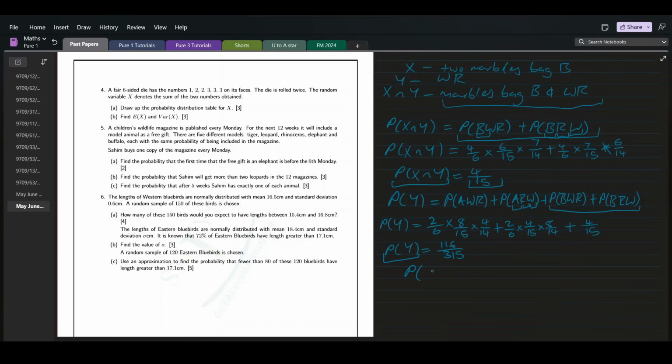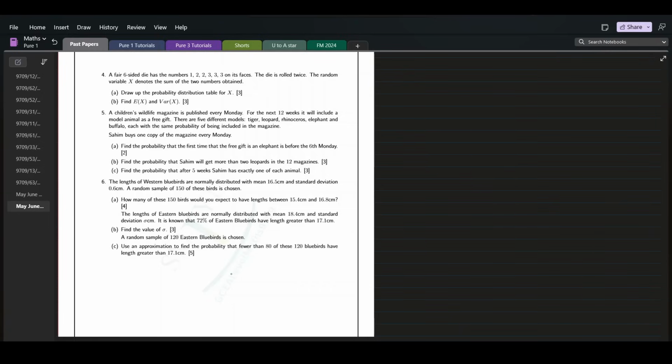Now that we have the probability of the intersection as well as the probability of Y, we can get the probability of X given Y, and this is equal to the intersection 4 over 15 divided by 116 over 315. So if we punch this into the calculator, 4 over 15 divided by 116 over 315, that gives us 21 over 29. So probability of X given Y is equal to 21 over 29, and this is the final answer.